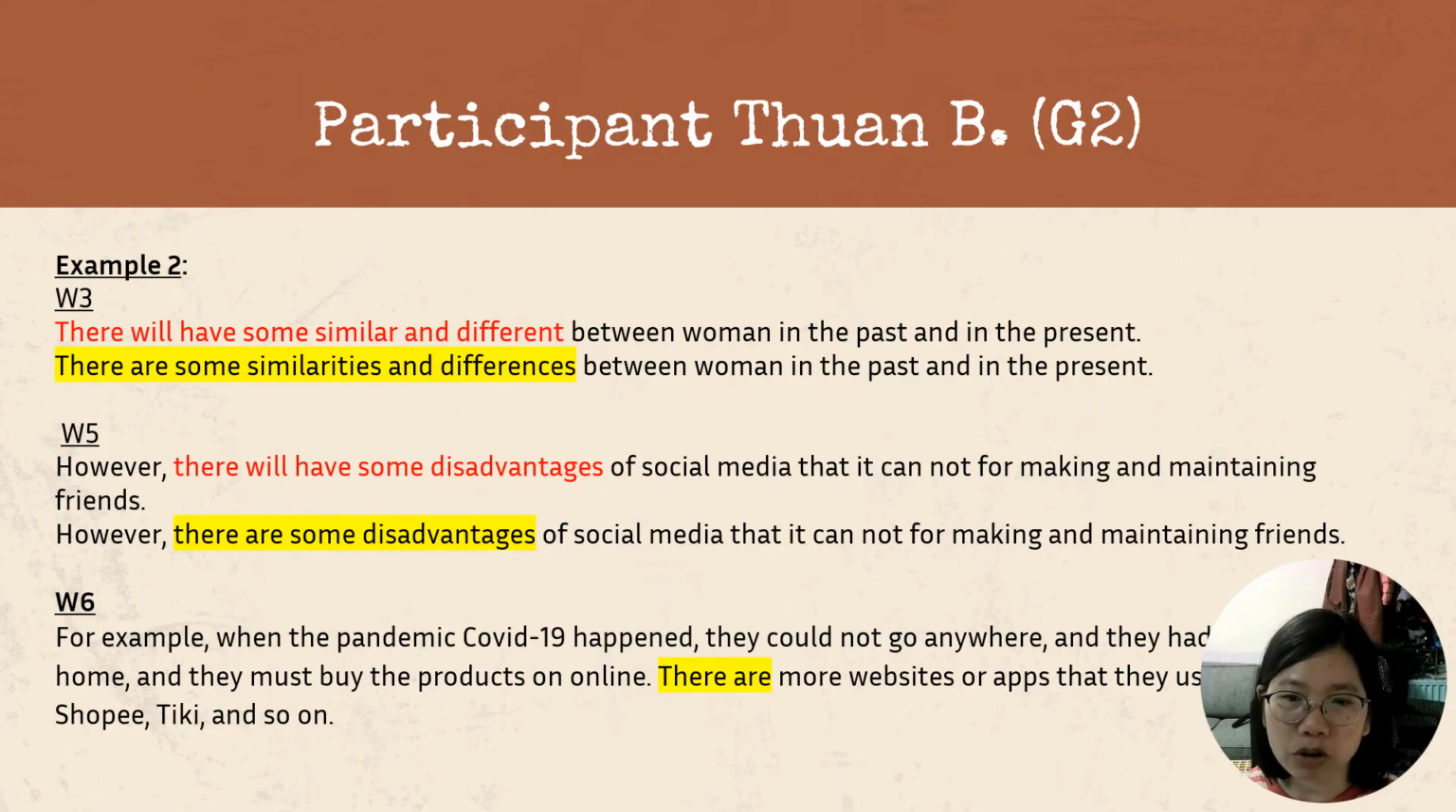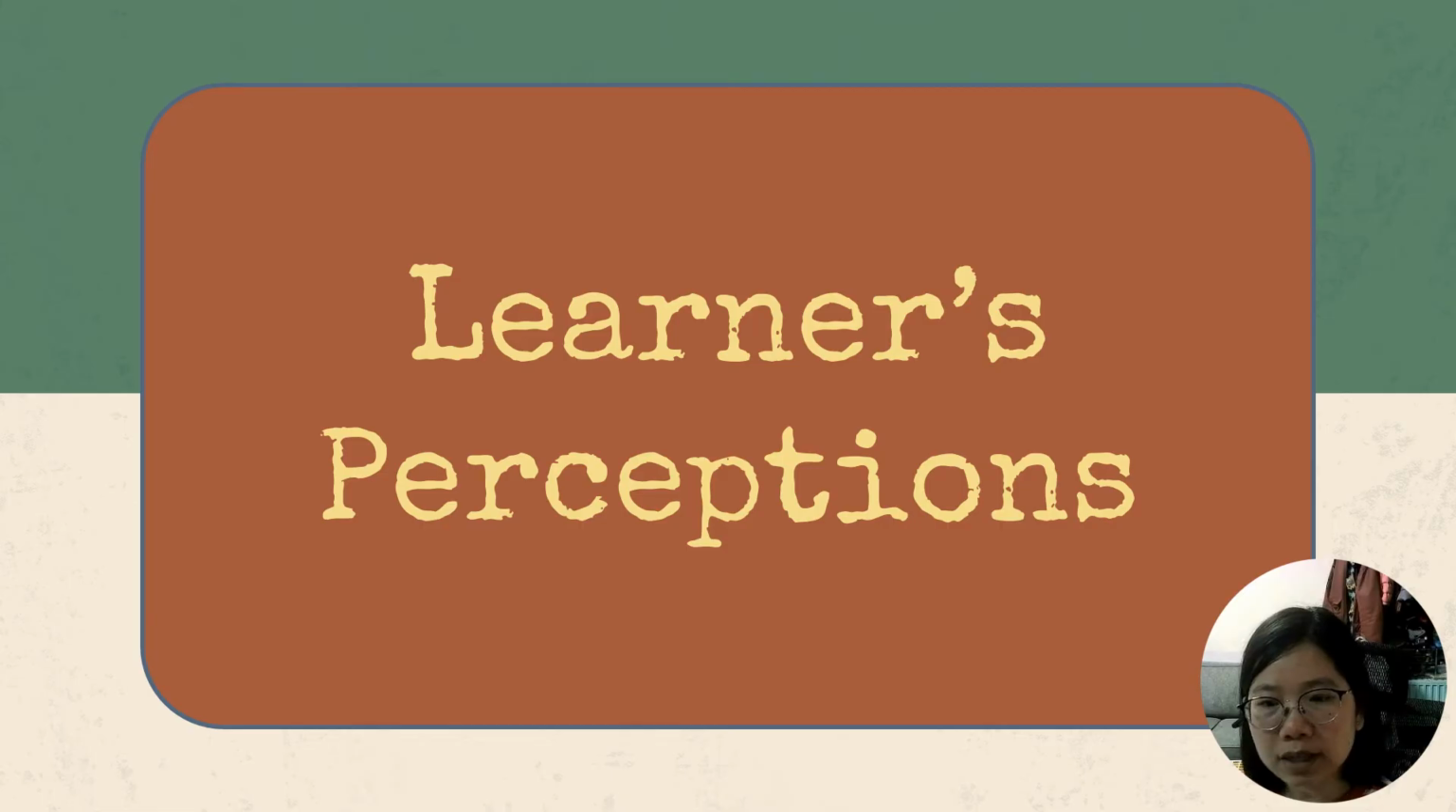But after she revised it, then in week 6, in her writing, the structure is "they are." So she self-corrected it, and then she internalized the rule, and now she can use the right structure. So let's move on to learner perceptions towards this tool.